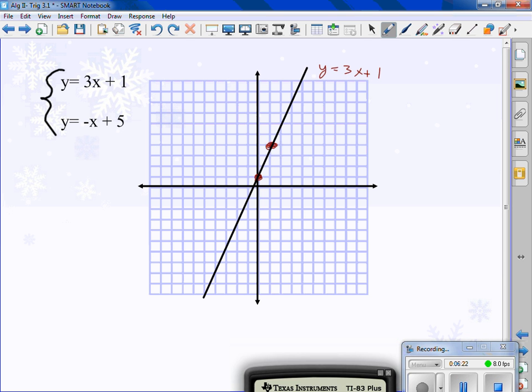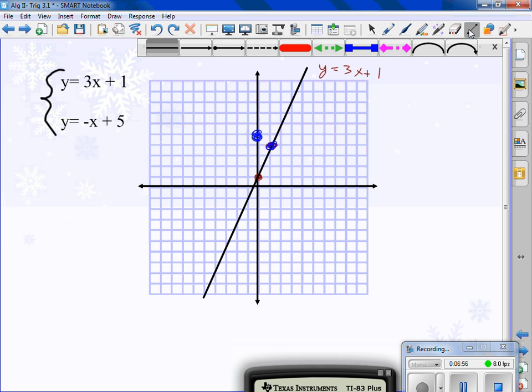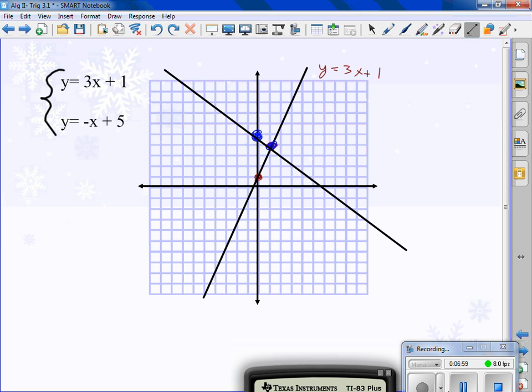To graph the second one, make sure you're using your ruler to draw the straight line. Just don't freehand it. Try to make it so it goes through your graph a good bit. That way you know you're going to have an intersection point. Where do I start? I start up 5. 1, 2, 3, 4, 5. What do I do next? Go down 1 to the right 1. What do you notice? They just happen to be on the same spot.